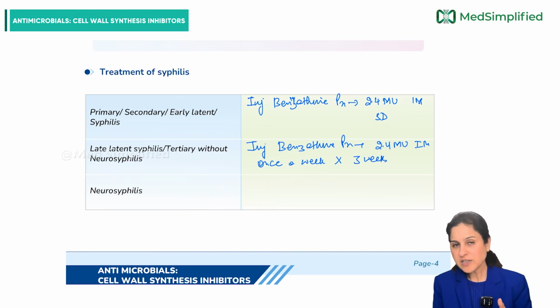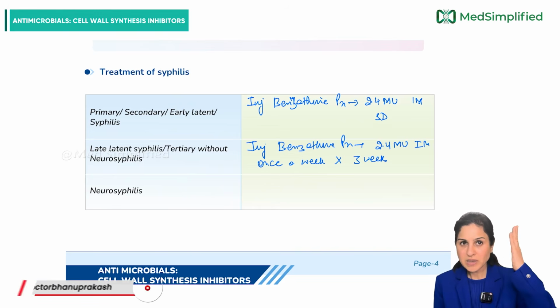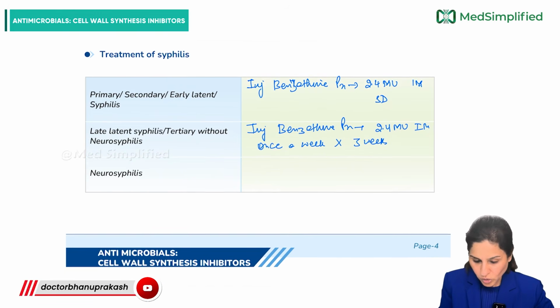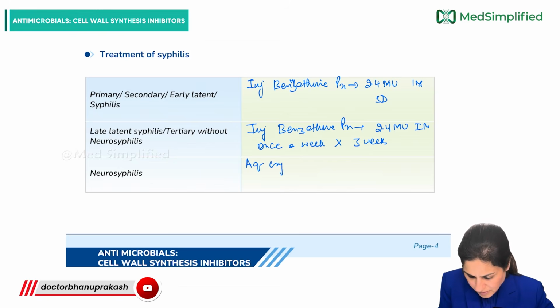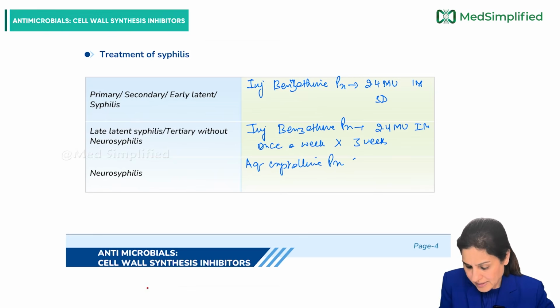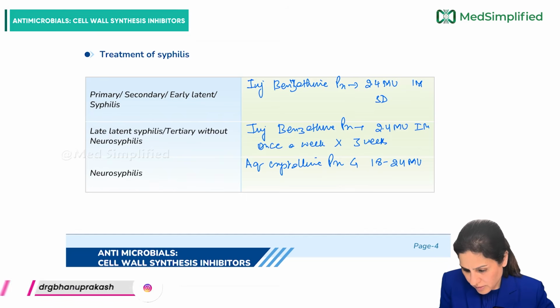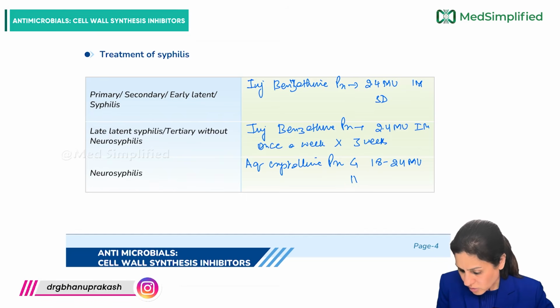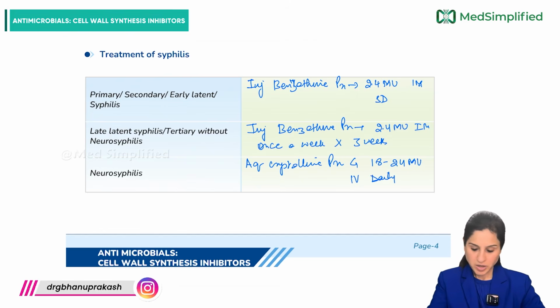Now, in neurosyphilis, we can't give benzathine penicillin because we need it to enter the brain. So here it is no longer effective. So we use aqueous crystalline penicillin G, 18 to 24 million units, and you give it IV daily. Remember the dose here also for syphilis.